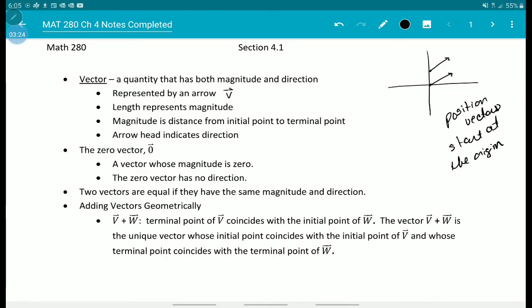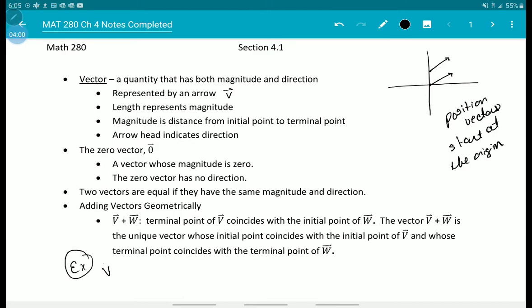So when we add vectors, we can add them algebraically and geometrically. Geometrically, we're adding them tip to tail. So if we're adding vectors v plus w, then we're going to place vector v on our Cartesian plane. And then to get to w, we are going to start at the end of v and then draw w. The sum vector starts where v starts and ends where w ends. So let's look at an example of that.